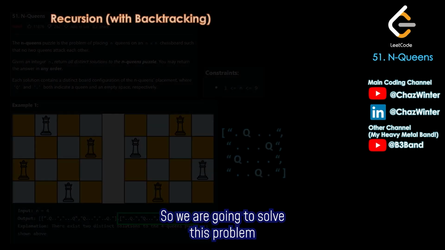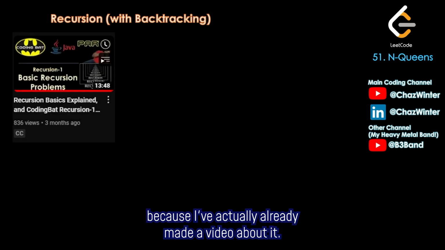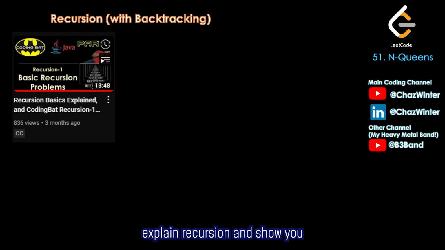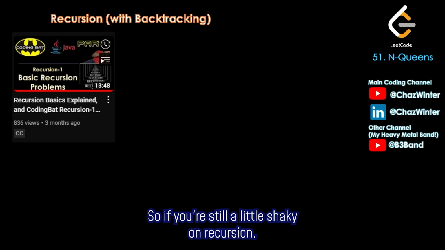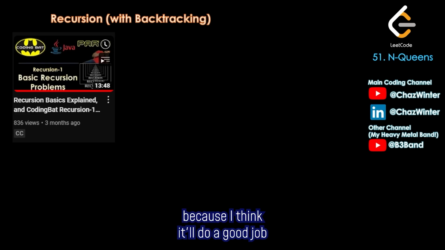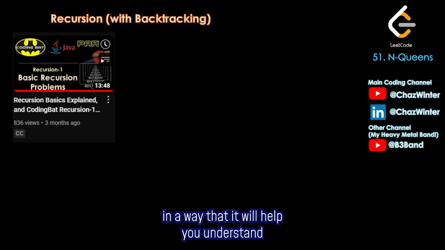So we are going to solve this problem using recursion, and we're going to use it with backtracking. Now, I'm not going to go into huge detail about what recursion is because I've actually already made a video about it. And in this video, I explain recursion and show you a few different practice problems that I go through visually and with code. So if you're still a little shaky on recursion, please watch that video first because I think it'll do a good job of explaining recursion for you in a way that it will help you understand how to now add backtracking to it.